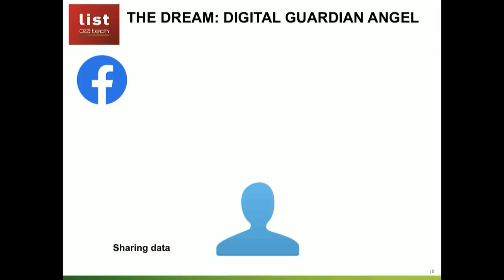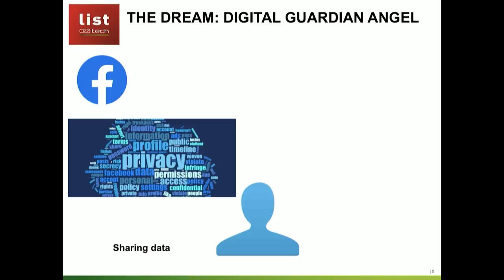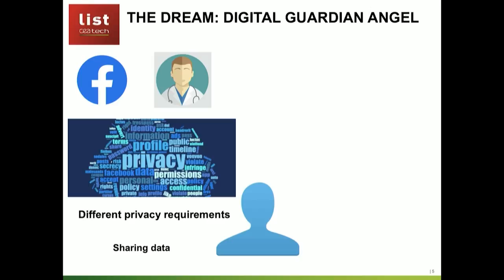When you are a user, you want to do two things. The first one is to share data, typically sharing on Facebook. But even in Facebook, you don't know what the parameters are, if it's public, private, and things like that. So you will have a set of parameters. And of course, what you want to share publicly on Facebook is certainly not the same kind of information that you would like to share with your doctor, for example. That means there are different privacy requirements.